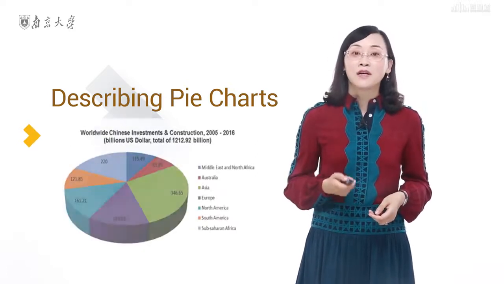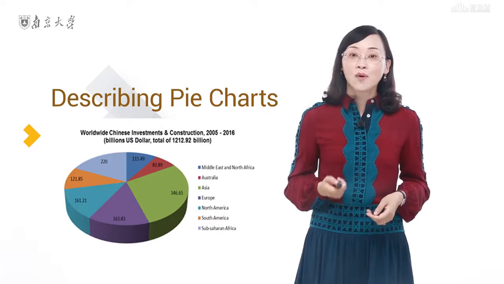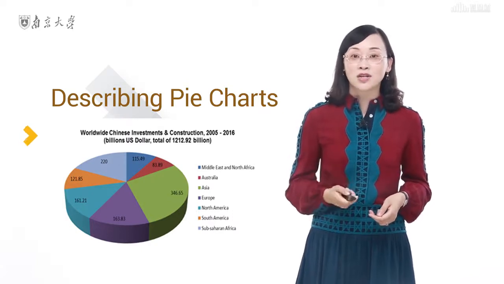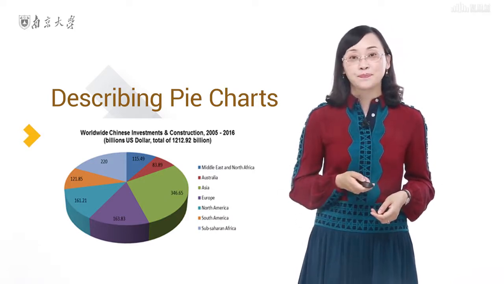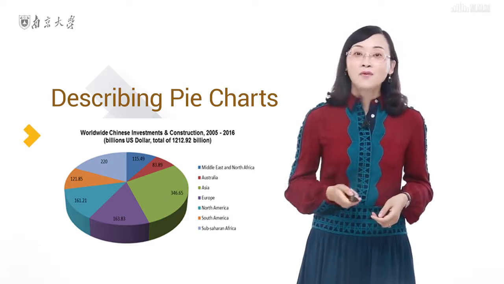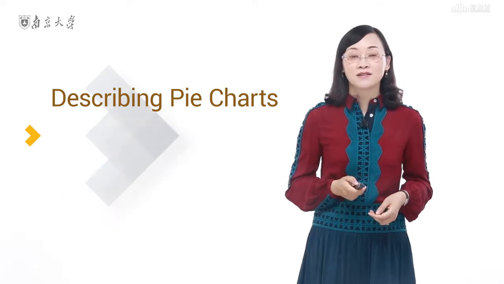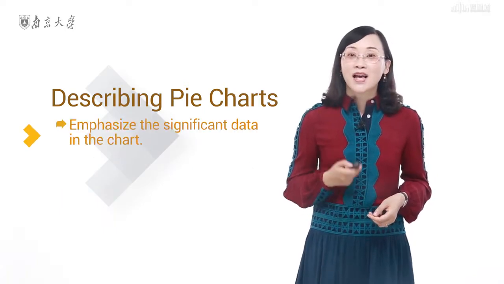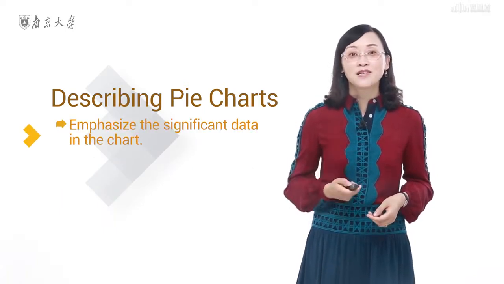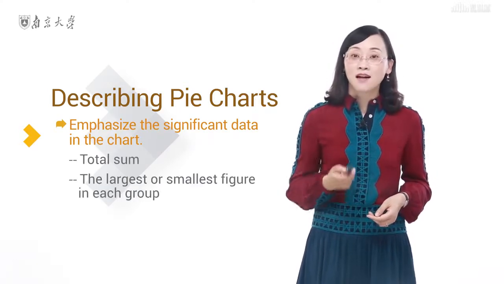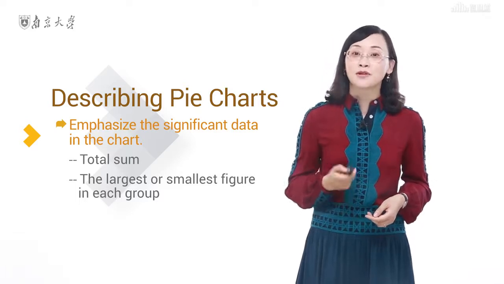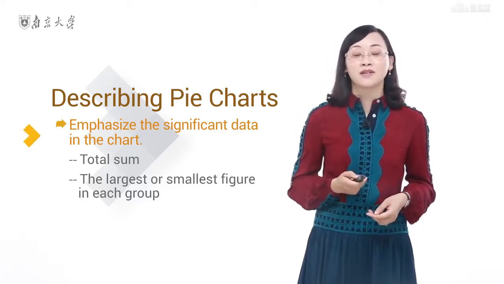For example, Figure 1 presents worldwide Chinese investments and construction from 2005 to 2016. How would you describe the data in the chart? Usually, we need to emphasize the significant figures presented in pie charts. For example, the total sum, the largest or the smallest figure presented, or the average.